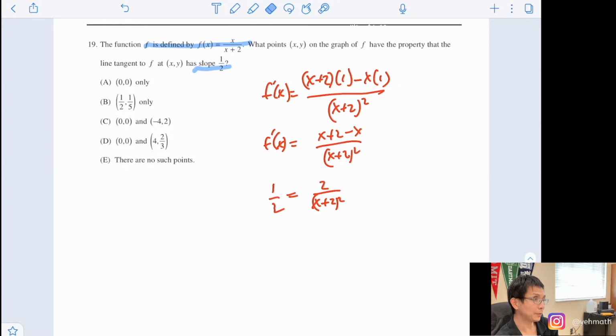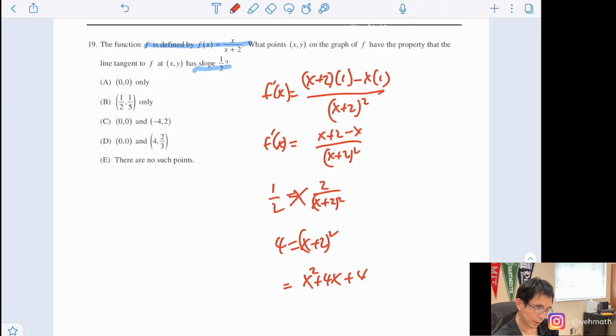So it's equal to half. This one's going to be 4 is equal to x plus 2 squared. Does that make sense? Cross multiply. And there's 2 ways to do this. The dumb way will be like this: it'll be x plus 2, which is still going to get the job done.